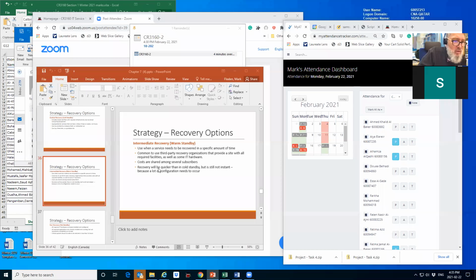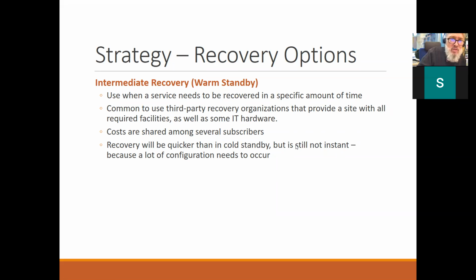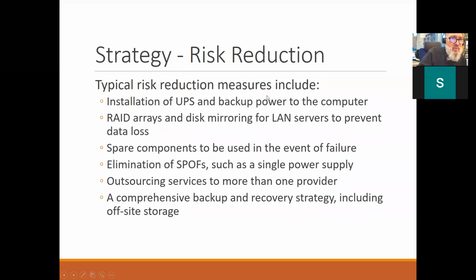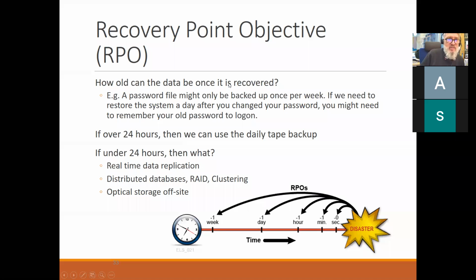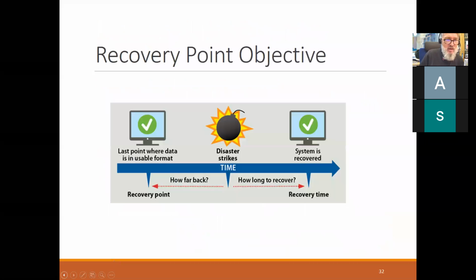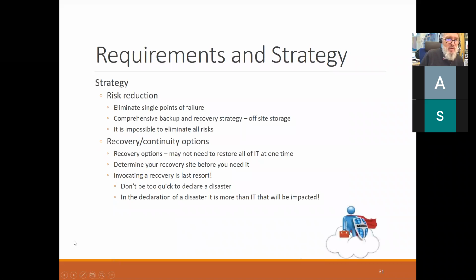Now, we were looking at Chapter 7, which is continuity management, and we discussed most of the ideas in this lecture. There's a few things left to discuss. We did cover a few concepts here regarding different recovery options, and also this stuff about risk reduction. We did talk about that yesterday, and about our recovery point objective and our recovery time objective. So you should be familiar with those ideas.